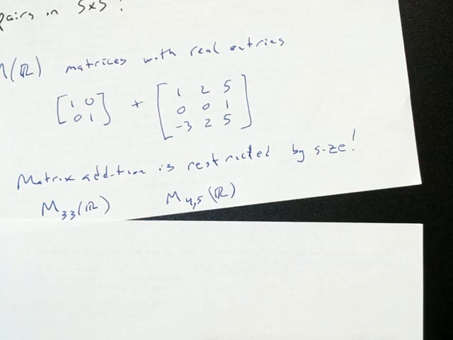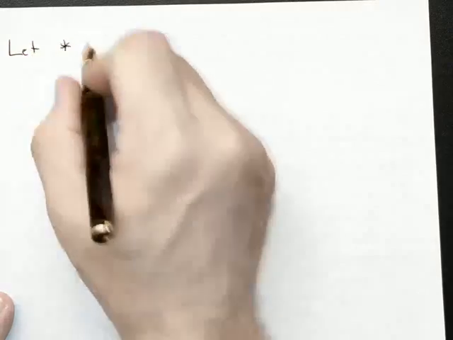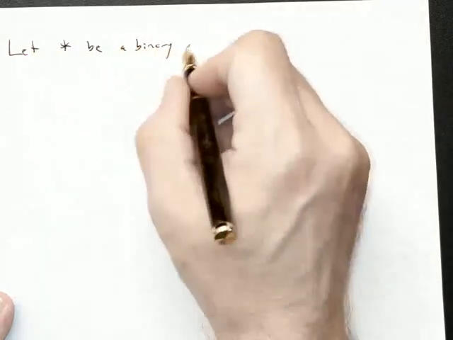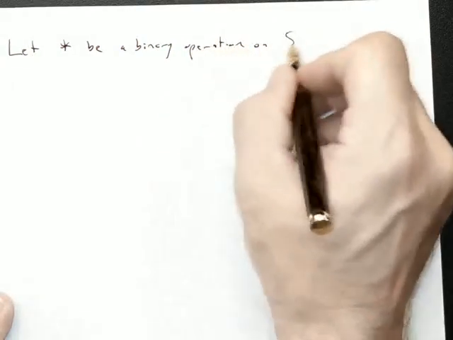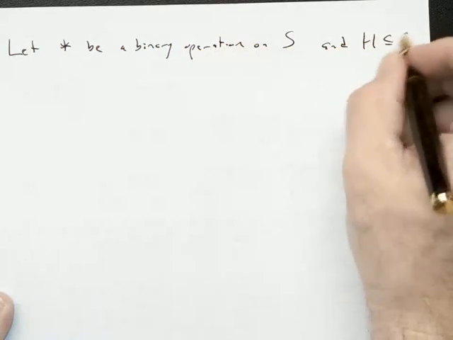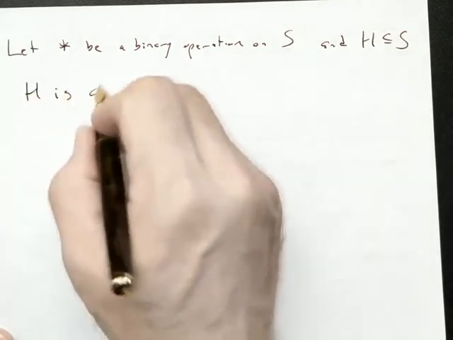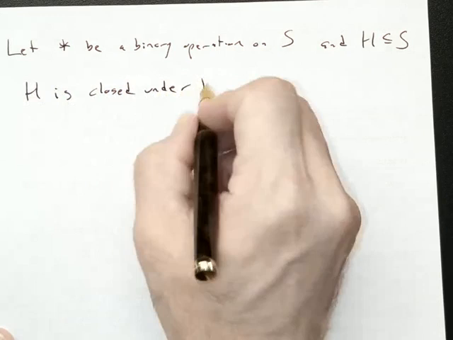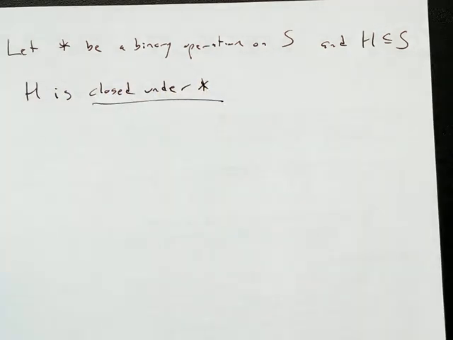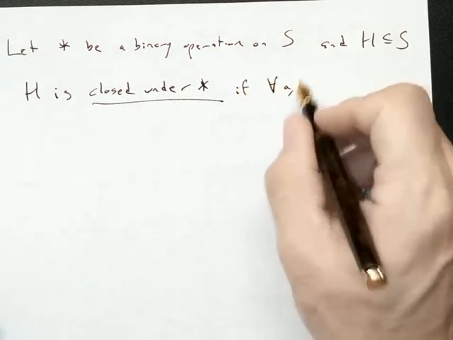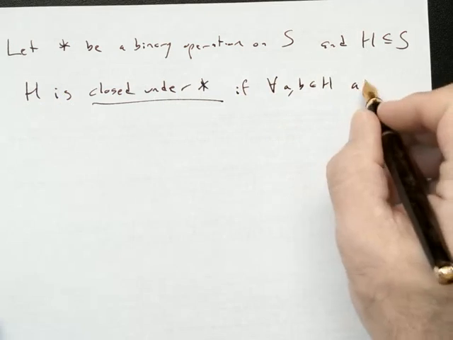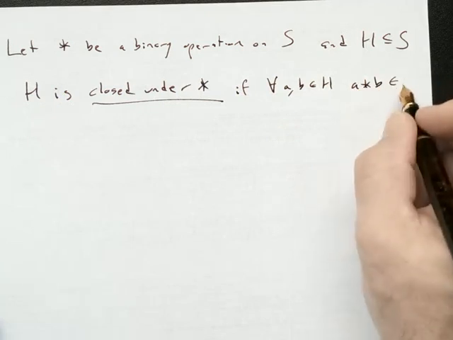Let me actually make that definition formal. So let's suppose I have a binary operation defined on some set, and I have a subset, H. H is closed under the operation star if for all elements A and B in H, A star B is also in H.